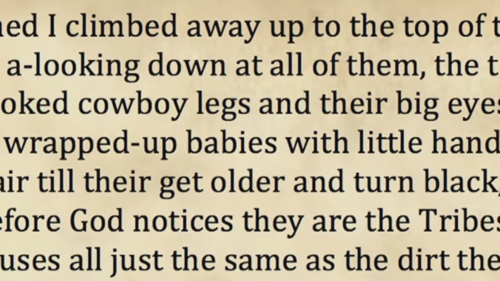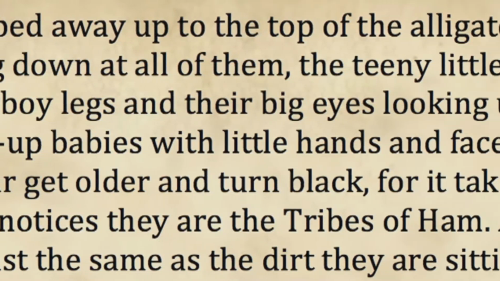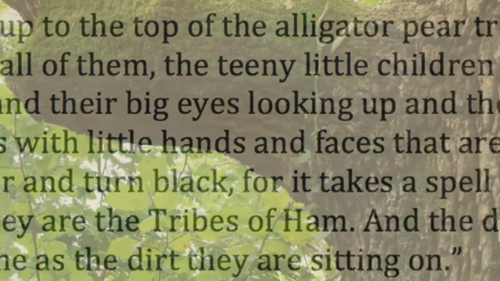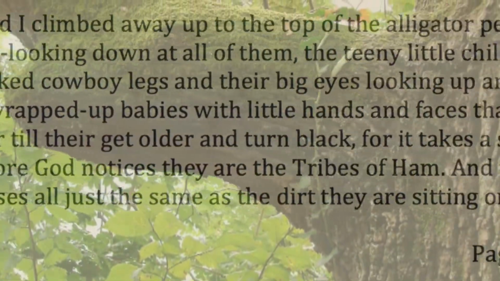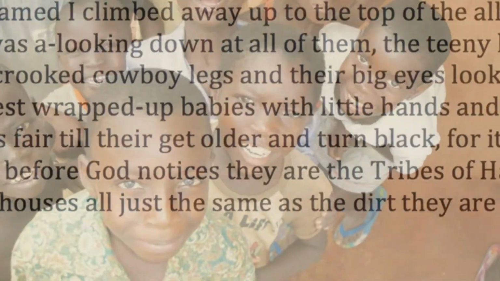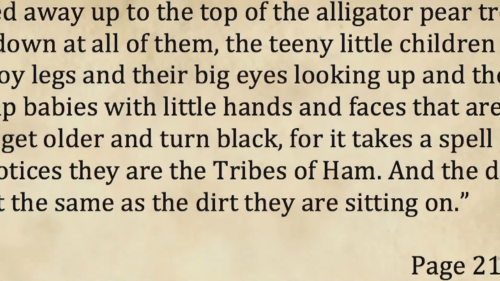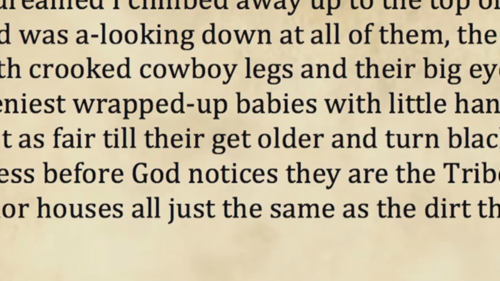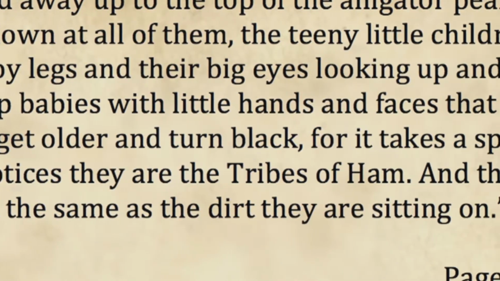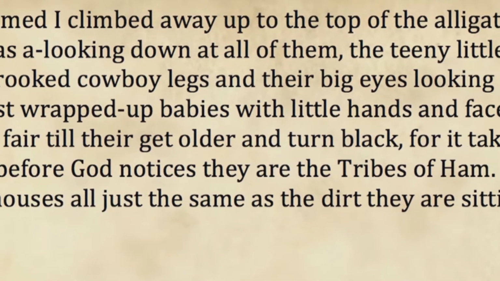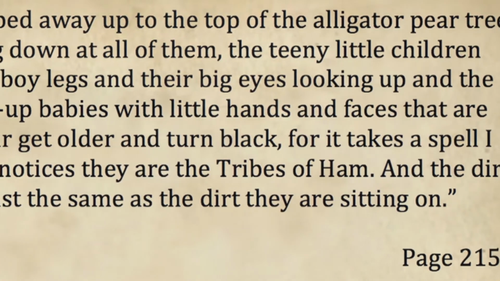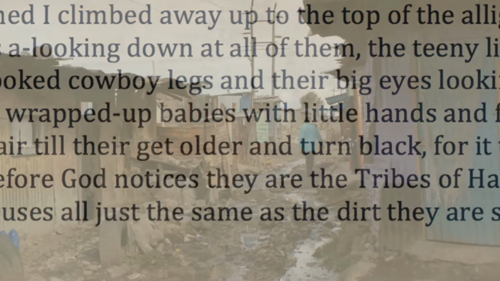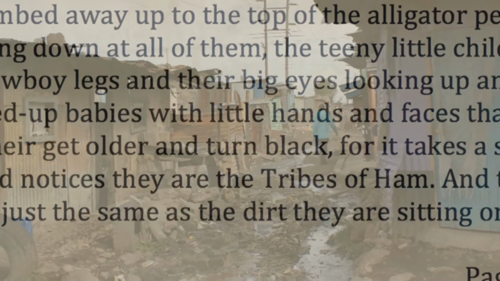The quotation reads, "I dreamed I climbed away up to the top of the alligator pear tree and was looking down at all of them. The teeny little children with crooked cowboy legs and their big eyes looking up, and the teeniest wrapped up babies with little hands and faces that are just as fair till they get older and turn black. For it takes a spell, I guess, before God notices that they are the tribes of Ham. And the dirt-colored houses are all just the same as the dirt they are sitting on."